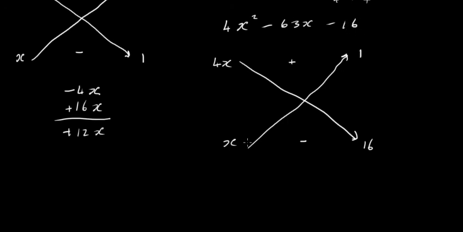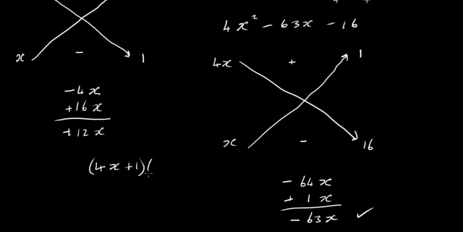The one in the middle then, let's follow the arrows again. 4 times minus 16 is minus 64x. X times plus 1 is plus 1x. So this time when I add these two, I get minus 63x, and that's exactly what I need. So these are my factors. So my final answer then is 4x plus 1 times x minus 16.